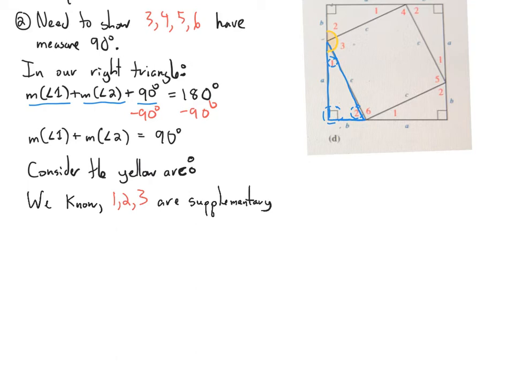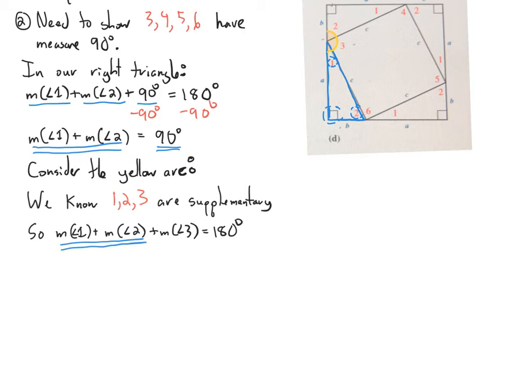So let me erase this comma. That's not doing anything there. We know that they're supplementary, so what does that mean? So it means that the measure of angle 1 plus the measure of angle 2 plus the measure of angle 3 has to be 180 degrees. But, hey look, we know from above, and I'm double underlining in blue here, that the measure of angle 1 plus the measure of angle 2 is 90 degrees.